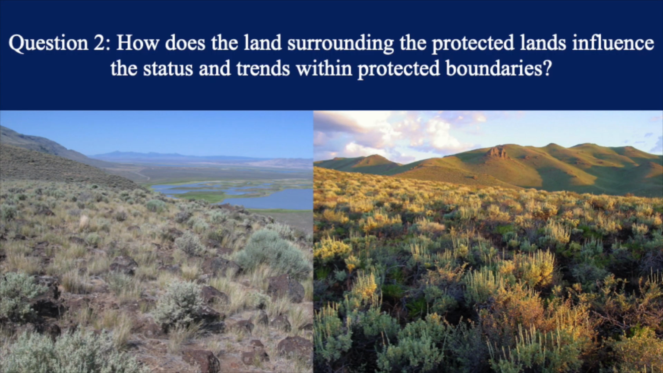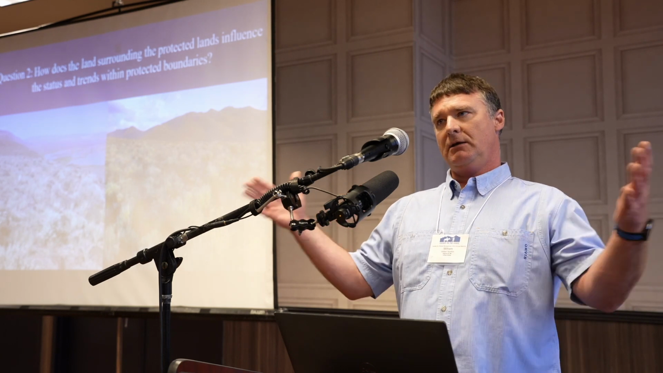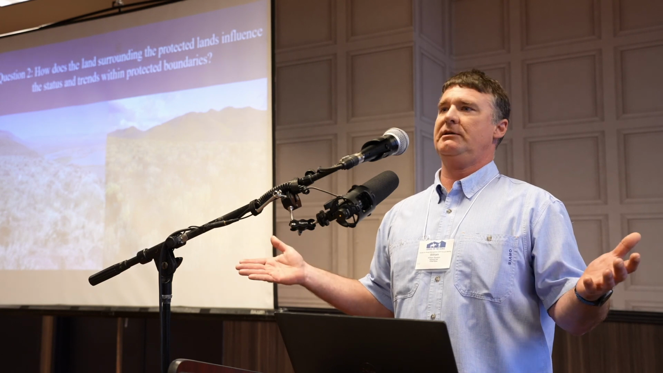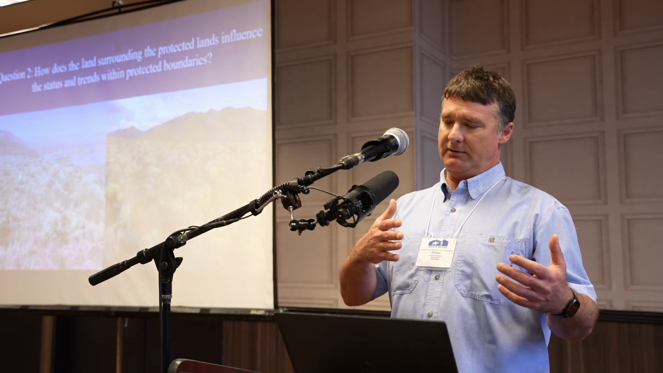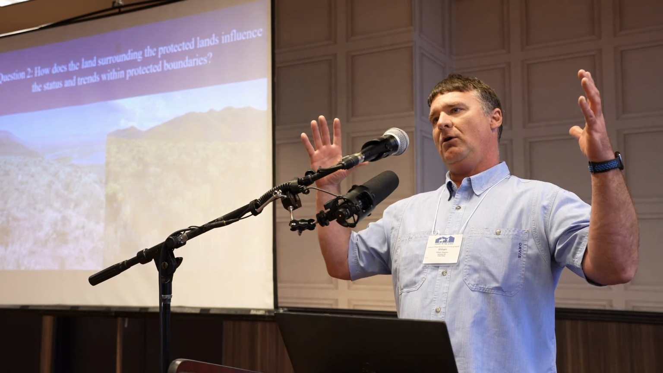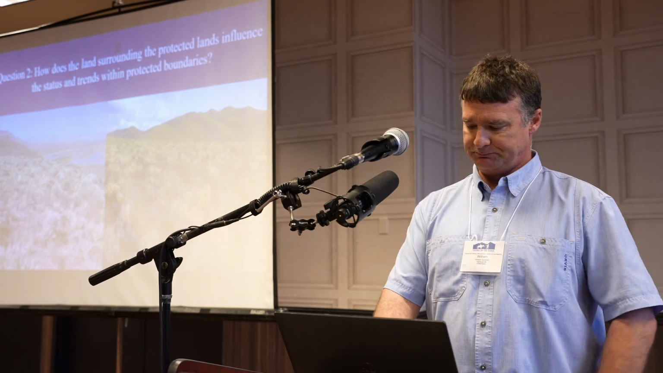Okay. Question number 2. How does the land surrounding our protected lands within parks and refuges reflect the trends of what we're seeing on those parks and refuges themselves? So for this part of the analysis, we again took those boundary shapefiles that we had, we buffered them out 10 miles or 16 kilometers, pulled the park and refuge out, and did the same analysis on the donut of land surrounding the park or refuge.